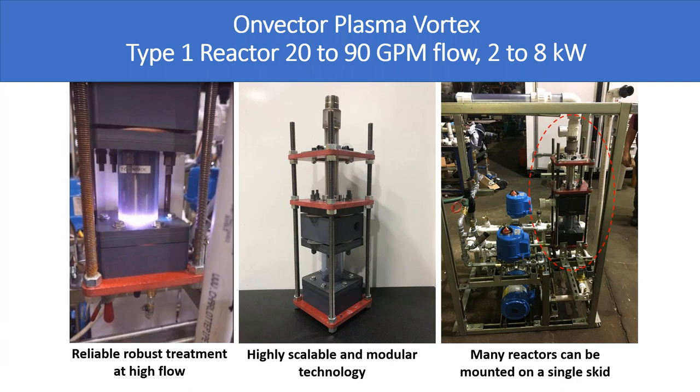You can see there, I think, that multiple reactors can easily fit on a single skid. Even there, you could probably fit 5 or 6 reactors and increase the flow from 90 to upwards of 500 gallons a minute. With 12 reactors on a single skid manifolded in parallel, you could easily run 1,000 gallons a minute. So this is not an academic plasma, but it's designed to be reliable and fully scalable, as it's currently designed. Next slide.